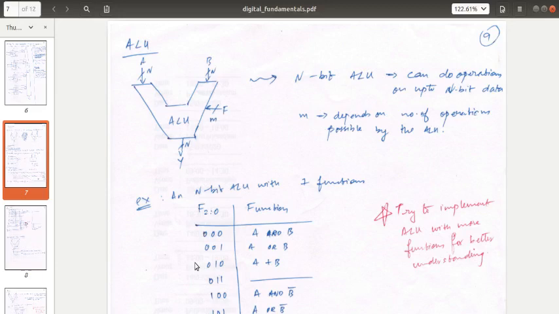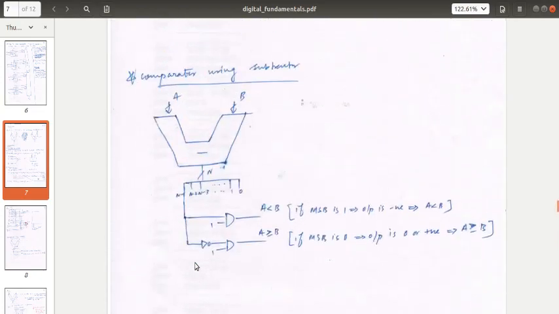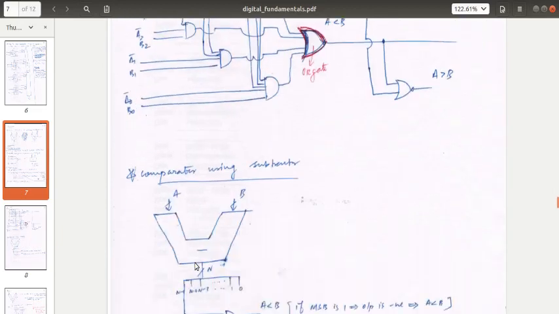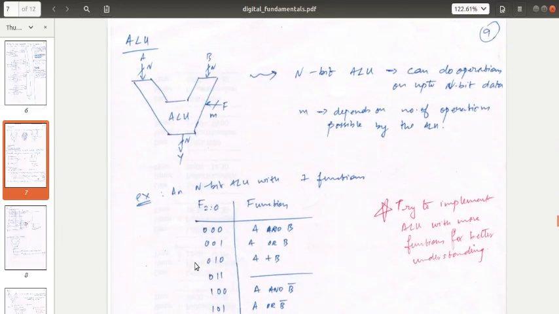Hello. In the last lecture we discussed comparators and subtractors. Now we move on and see the next element or component in computers, which is the ALU. This is a pretty important one. So let's see how it is working. First of all, what is an ALU?